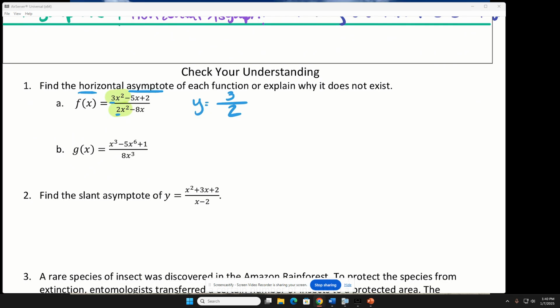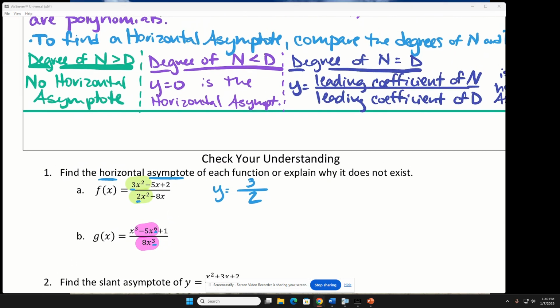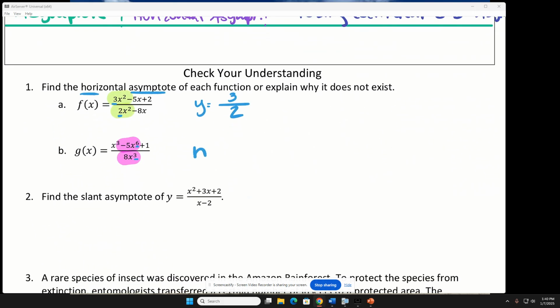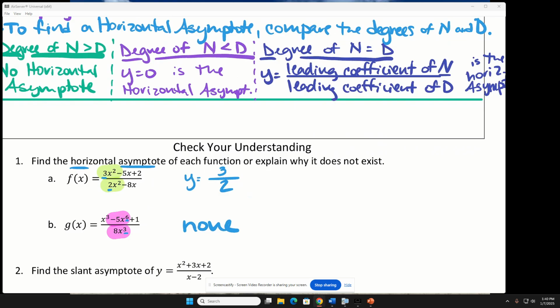All right, on B, we need to look at the terms with the biggest exponents. The other ones don't matter. Now they kind of made this harder because they mixed up the order. Okay, so the numerator is obviously greater than the denominator. So what does that mean about a horizontal asymptote? There's not one, so we can say none. Right, and then we had an example on the front where the numerator was less than and it was y equals 0.